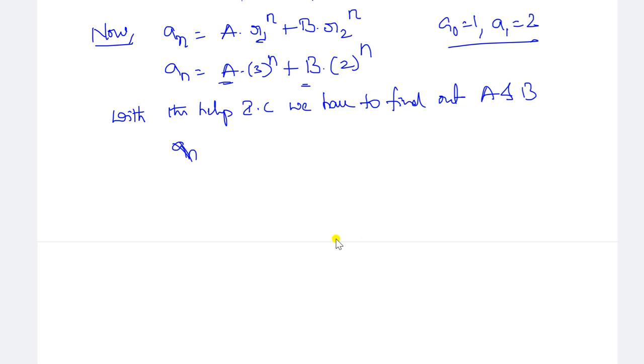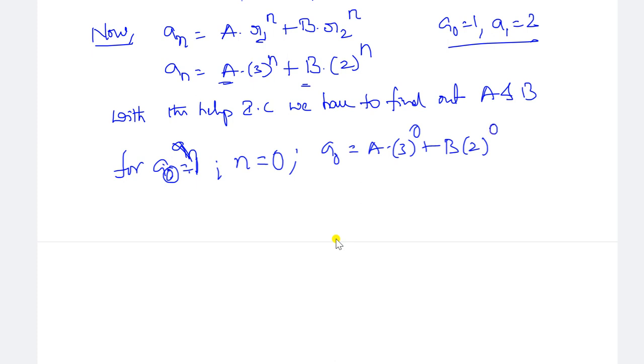So now what is the initial condition? First condition, a_0 equal to 1. For a_0, that means what is the n value? n value is 0. If n equal to 0, what will be the equation? a_0 equal to a into 3 to the power of 0 plus b into 2 to the power of 0, right? Anything to the power 0 is 1, and a_0 value is 1 only. So 1 equal to a into 1 plus b into 1, because 2 power 0 is 1. So here we will get the first equation: a plus b equal to 1.